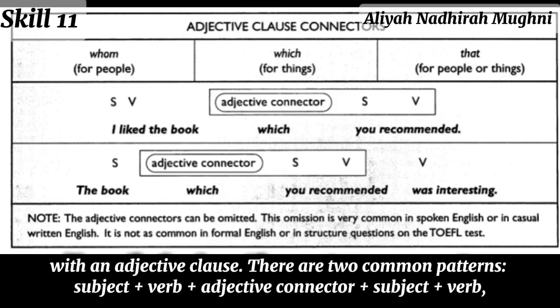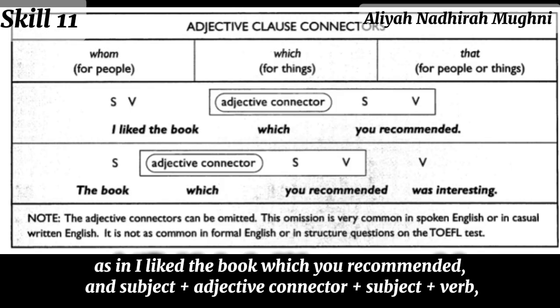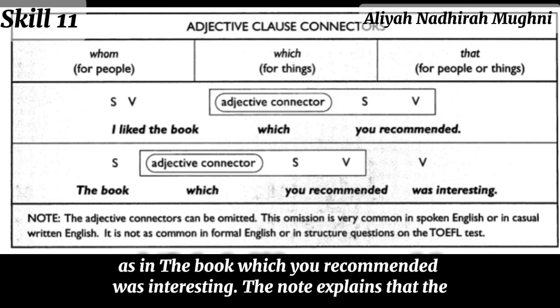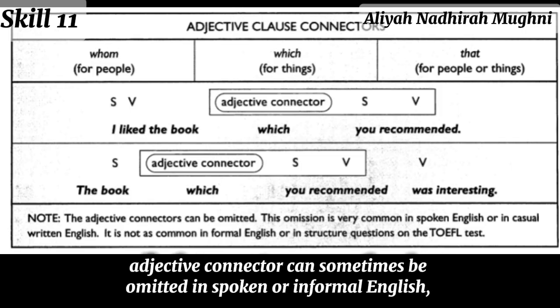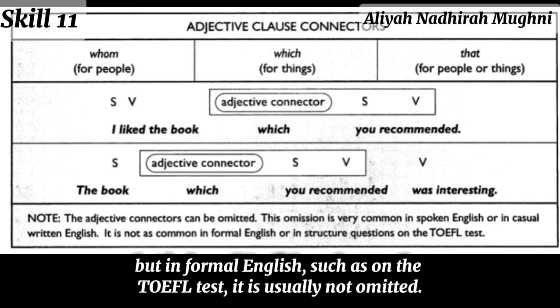There are two common patterns: subject plus verb plus adjective connector plus subject plus verb, as in I like the book which you recommended, and subject plus adjective connector plus subject plus verb, as in the book which you recommended was interesting. The note explains the adjective connector can sometimes be omitted in spoken or informal English, but in formal English, such as on the TOEFL test, it is usually not omitted.